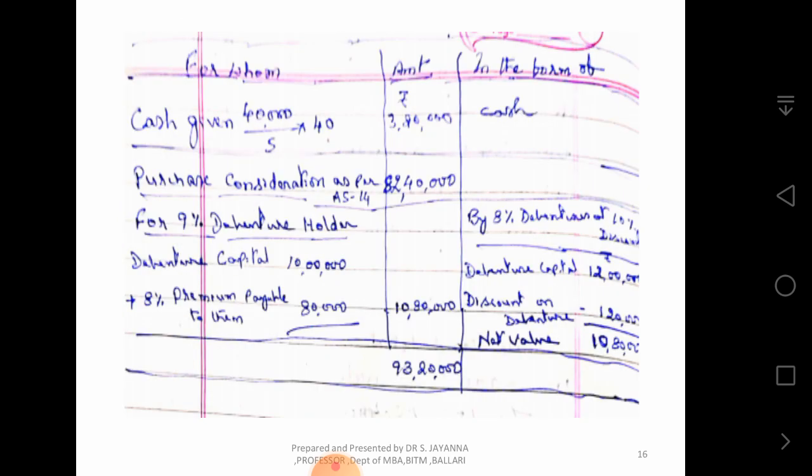Cash, how much is to be given? 40 rupees per share. For every 5 shares, 40 rupees is given. 40,000 divided by 5 into 40 comes to 3,20,000. That is the cash given.